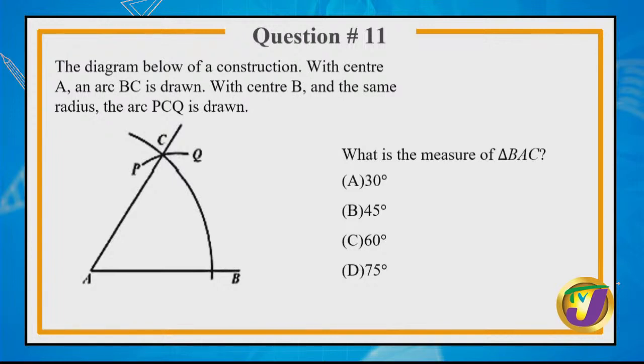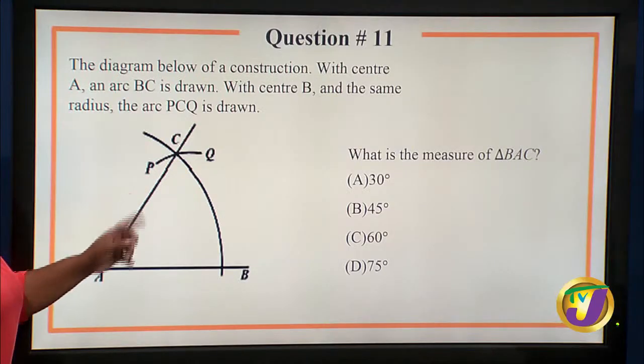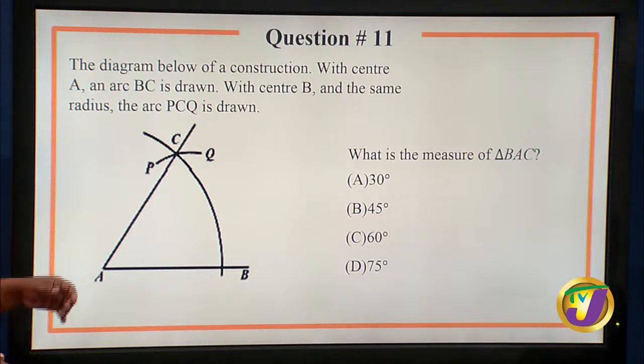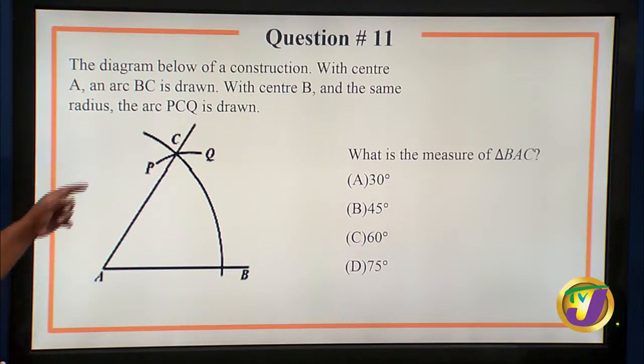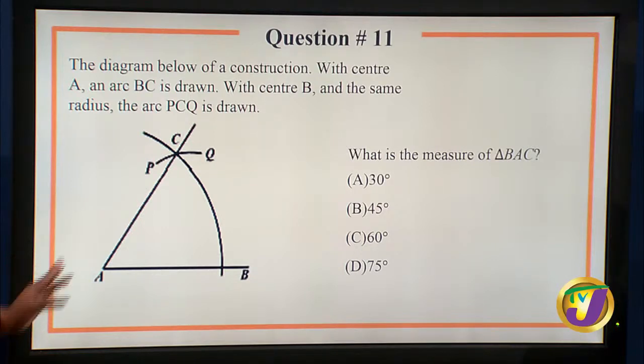Okay. Now, highlighting the important information. We are given a center. We are also told that an arc BC is drawn, and with the center, same radius. Exactly. And we can see 2 radii in the diagram, right?